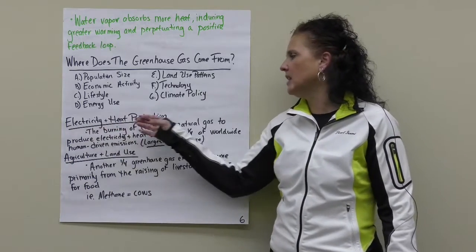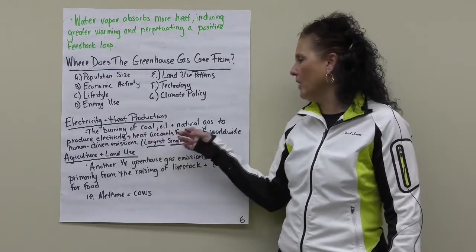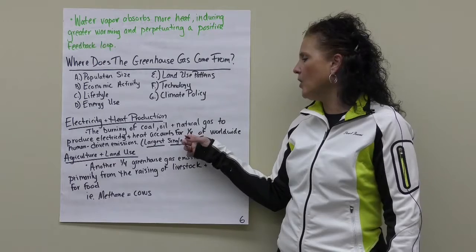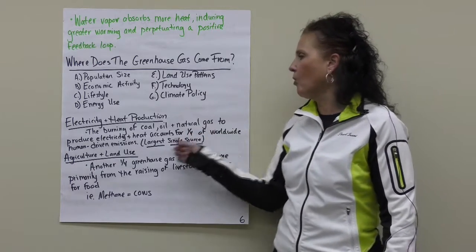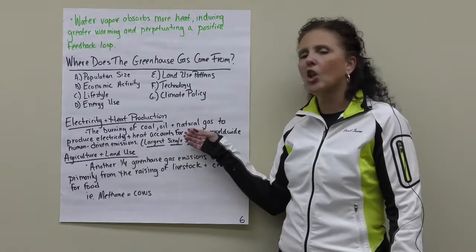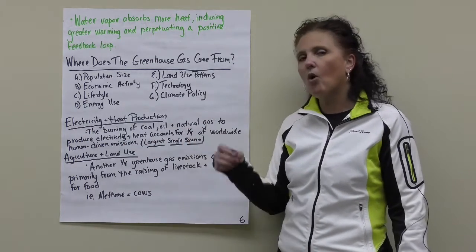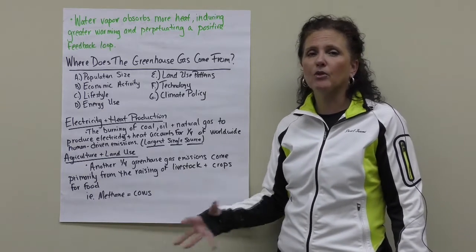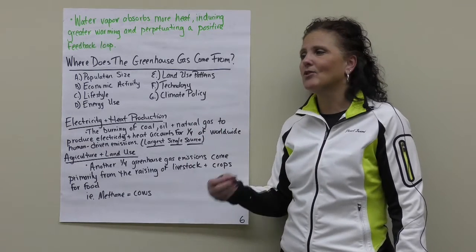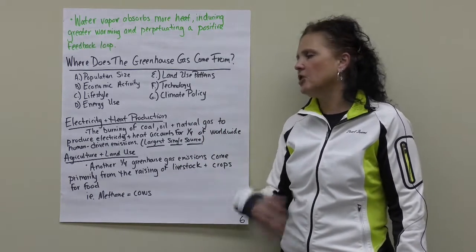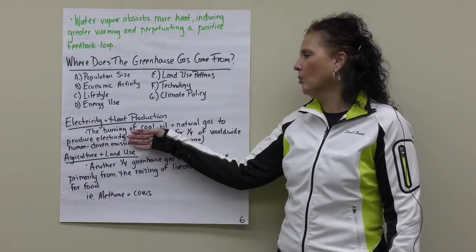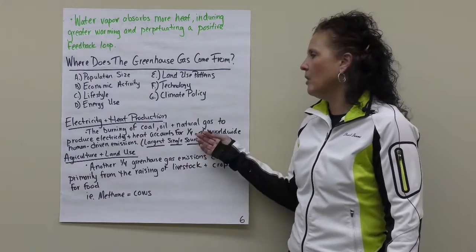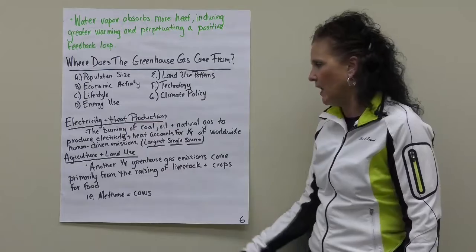We're going to look at electricity and heat production. The burning of coal, oil, and natural gas to produce electricity and heat, which is what we do here, accounts for 1/4 or 25% of the worldwide human-driven emissions. This is the largest single source, right? Coal, oil, and natural gas. So that's why around here you hear people talk about scrubbers. They want to put scrubbers on the power plants because that eliminates some of the pollution and changes the emissions that go into the air. But here, where we live, coal is a major component of our industry and our lifestyle, and that's one of the major things that causes this greenhouse effect.